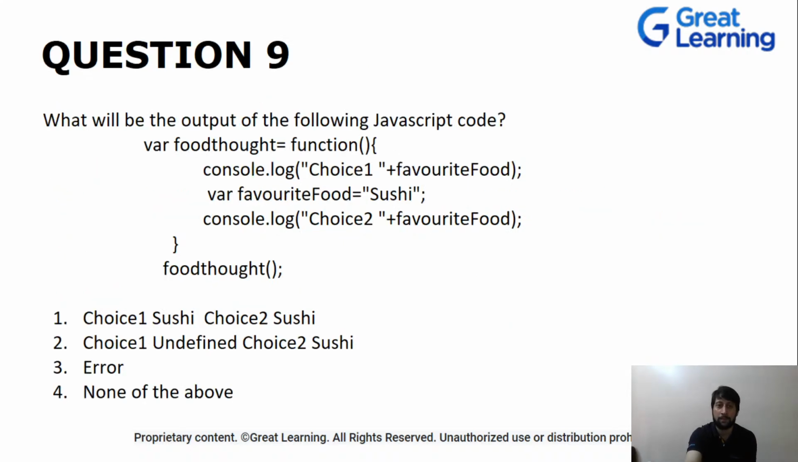Now let's focus on something related to function expressions. We have a function which is defined as foodThought, and then inside that we, okay, great, thanks guys. Now we have this function expression and we are trying to call foodThought, and I want to know what will be the answer over here. We are printing these things: console.log choice 1 is the favorite food, we define the favorite food inside it, and then we try to access it again.